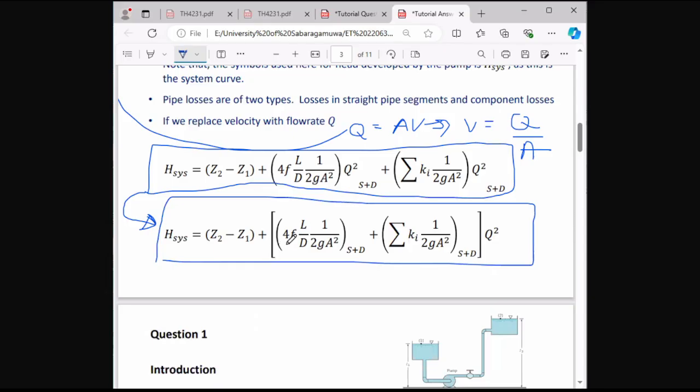Then this part, this is a constant friction coefficient. L, length, is a constant. D, the diameter, is constant. G, gravitational acceleration, is also constant. A, cross sectional area, is also constant. In this case K is a constant value, G constant, A constant. Due to this reason, we can take this total part as a constant.